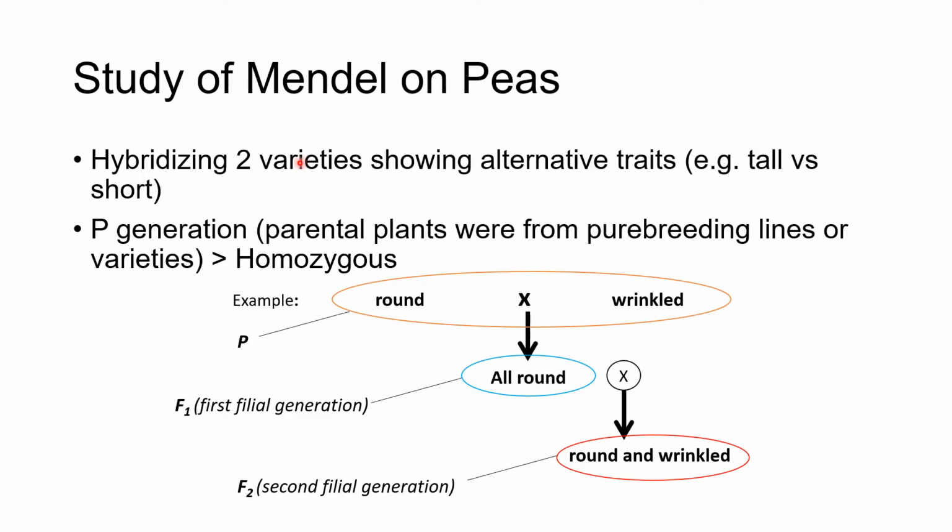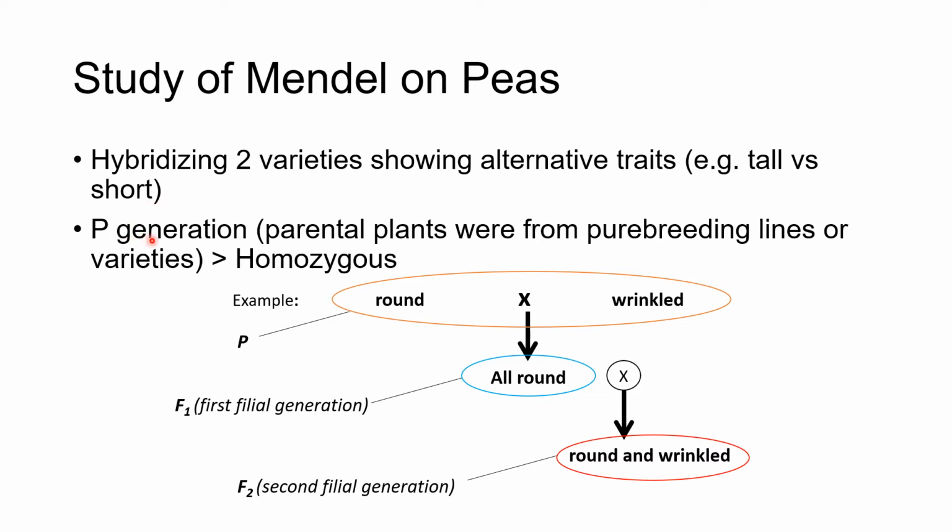So, in the study of Mendel, he crossed or hybridized 2 varieties showing alternative traits. So, pwedeng tall and short, pwedeng round or wrinkled. So, yun yung ginawa ni Mendel. Those 7 traits were tested individually by hybridizing yung 2 varieties. That will show yung alternative trait. So, pwede nga yung tall versus short, pwede yung yellow and green, pwede yung round and wrinkled, and so on and so forth.